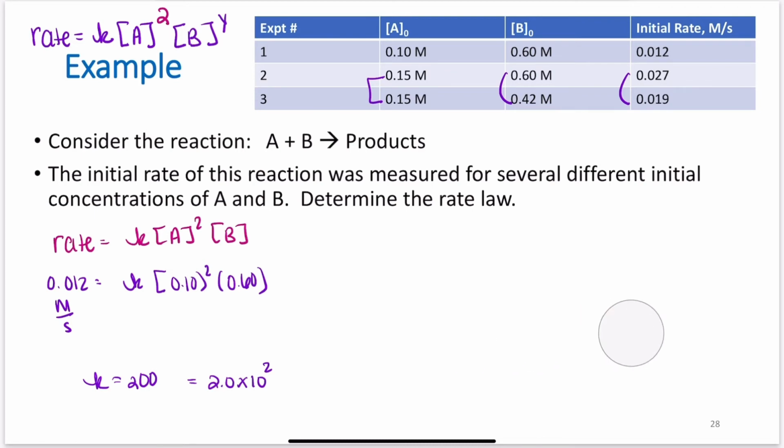And I still need units. K is equal to 2.0 times 10 to the second. What are my units here? This is molar squared, this is molar. So this must be 1 over molar squared seconds to be able to cancel everything out and get to molar per second on the rate side.